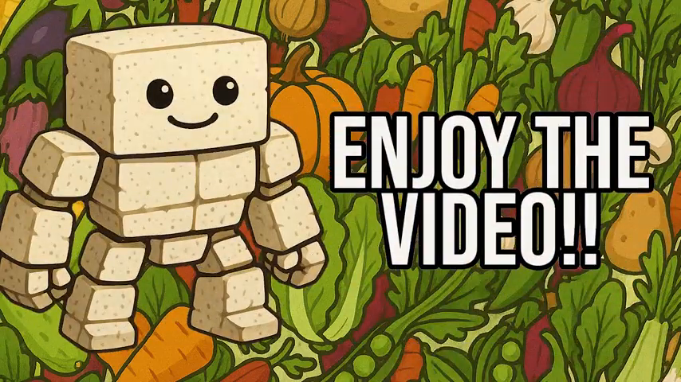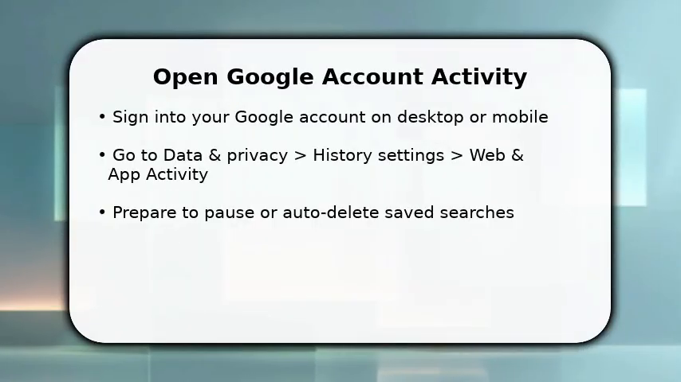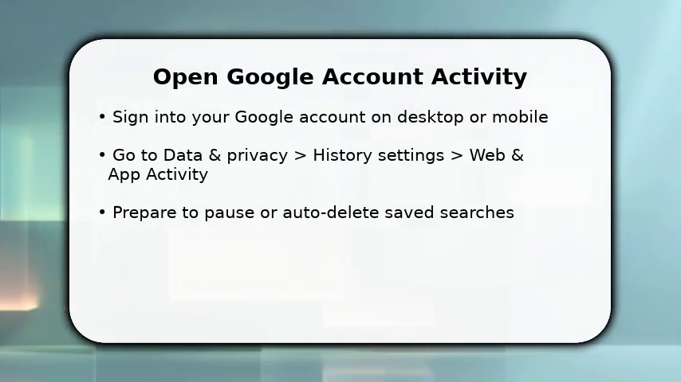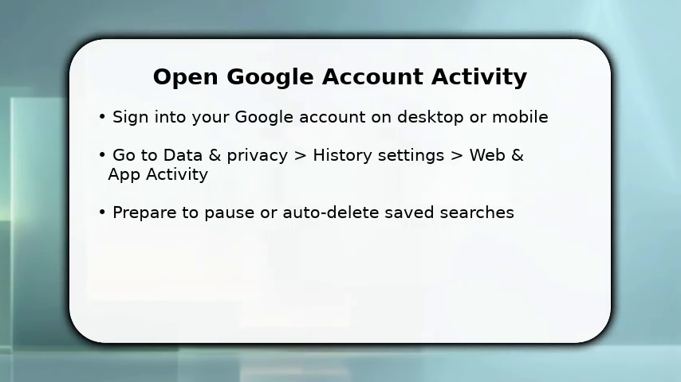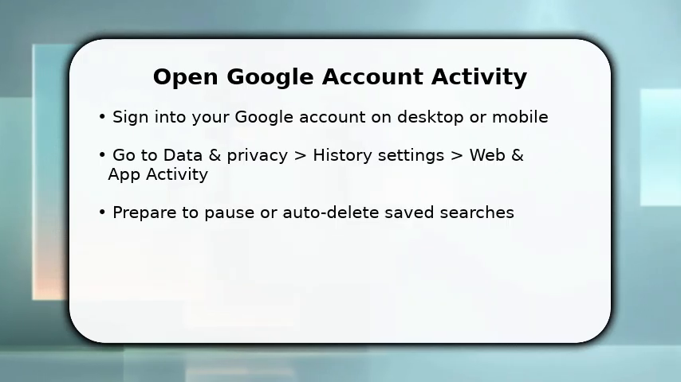Please enjoy the video. You start by signing into your Google account and navigating to Data and Privacy. Once there, tap or click History Settings, then Web and App Activity. This step shows what Google saves and why it matters for personalization and search suggestions. Make sure you're on a secure device.